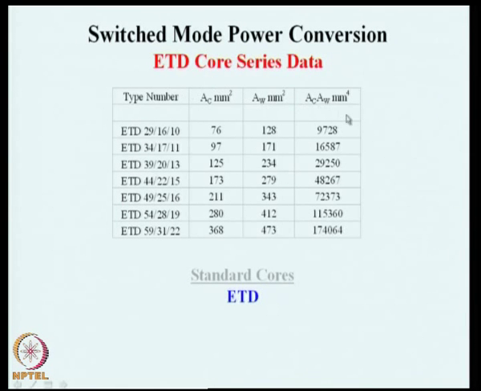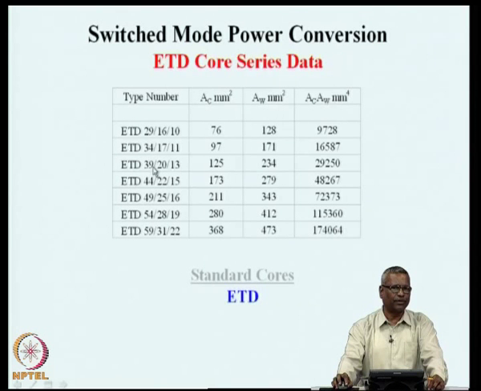So, what I have shown here is one particular type of core called ETD core. Several of them are available in this family, 29, 34 and so on. All of them I have arranged in a certain ascending order, where the core area in millimeter square, the window area in millimeter square and the product of AC AW in millimeter power 4 are organized like this.